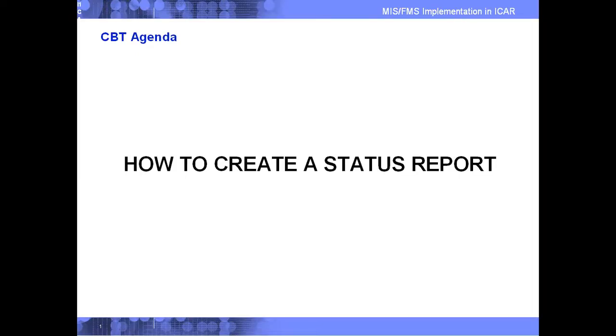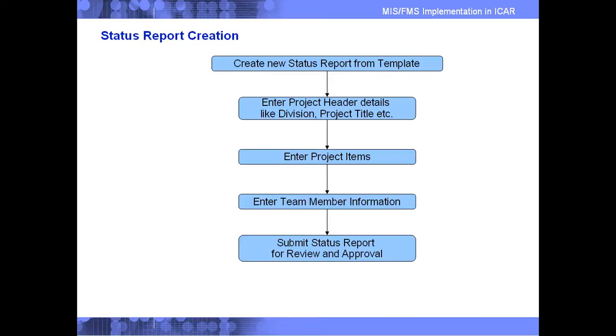Good day everyone. Today we will see how to create a new status report. This is just an overview of the steps which we will follow. Firstly, we will create a new status report from template. Then we will enter details like the project title and the lead division in which this project is being carried out. Then we will enter the project sections relevant to status report.